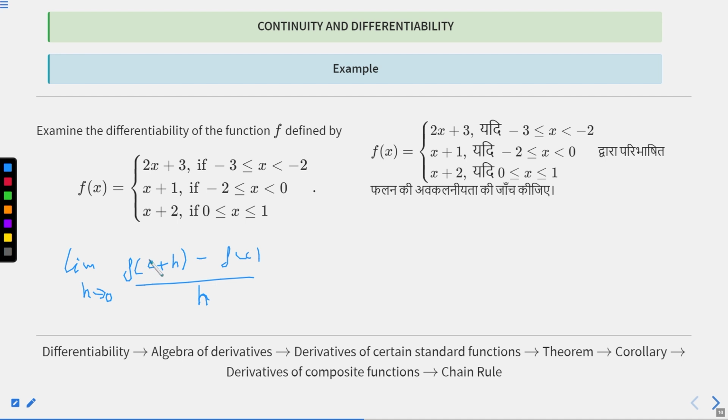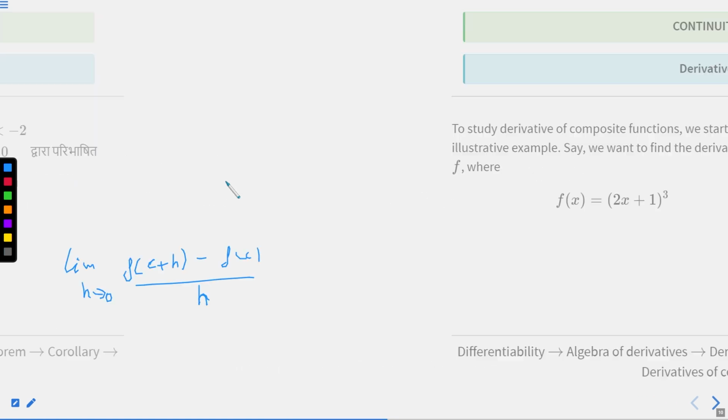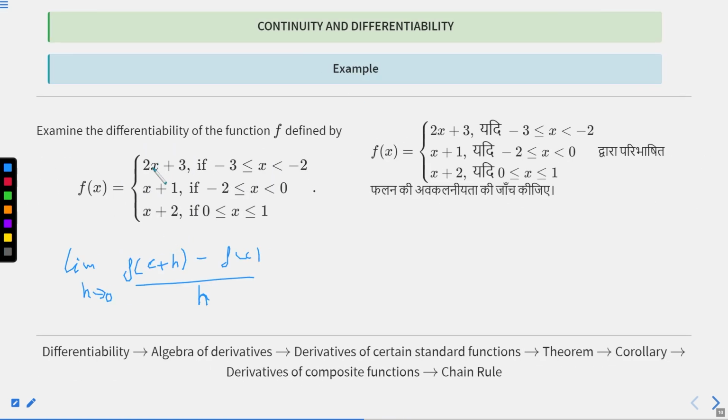Now we have to find the differentiability at what points. The approach is quite simple. First of all, use this definition. Using this definition, pick a point. Suppose you are picking this point, minus 3. Then c is minus 3.